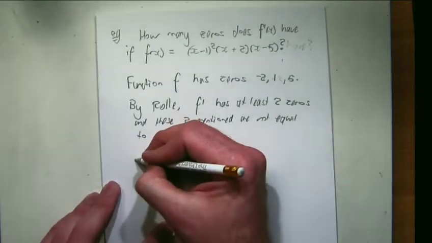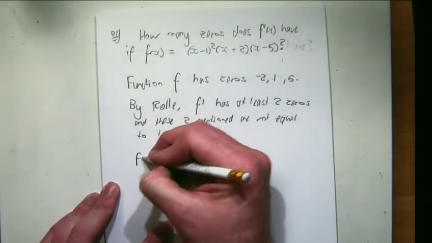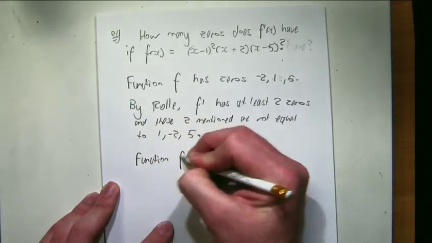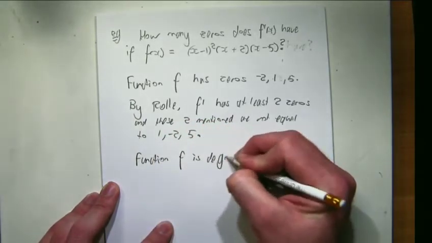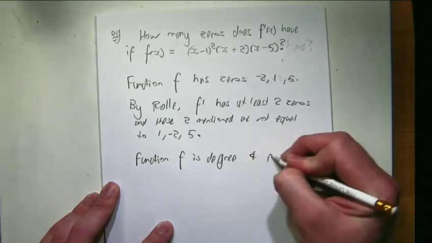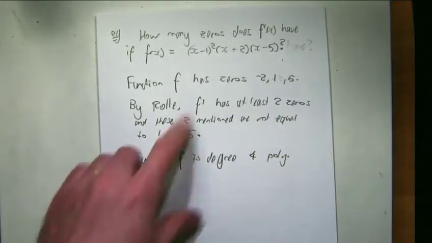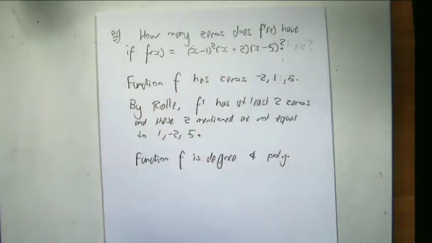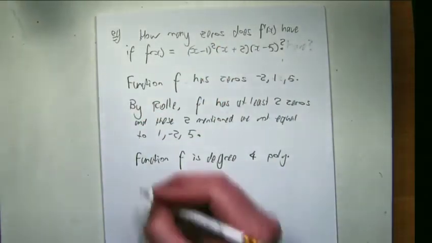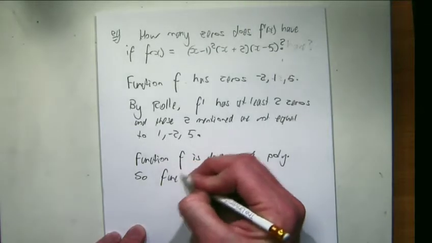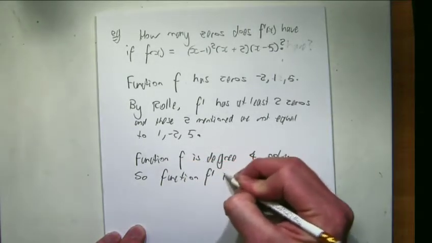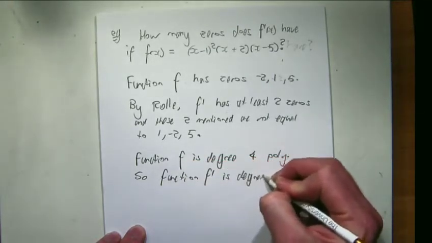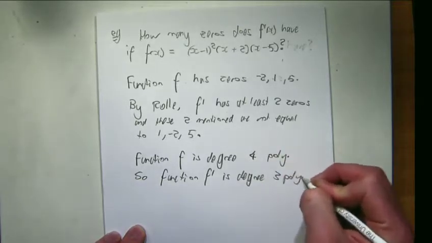Cool. Let's see. Function f is a degree 4 polynomial because it has 2 x's here and 1 x here and 1 x here. That would give me an x to the 4. So function f' is degree 3. Okay?